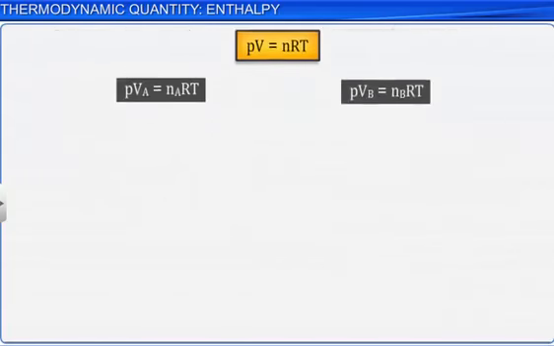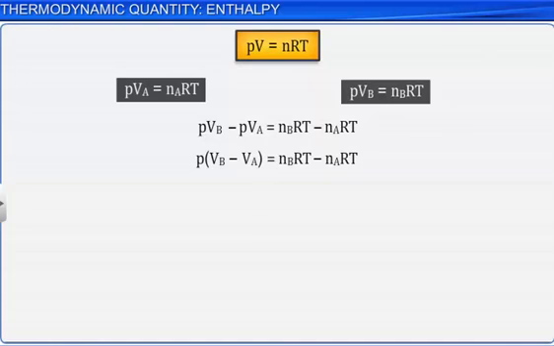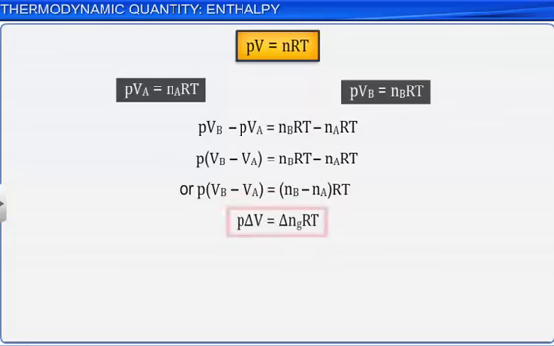Thus, PVB minus PVA equals NBRT minus NART, or P(VB minus VA) is equal to (NB minus NA)RT. That is, pressure P multiplied by change in volume, delta V, equals change in number of moles of gas, delta N, times RT. Note that delta N is the number of moles of gaseous products minus number of moles of gaseous reactants.